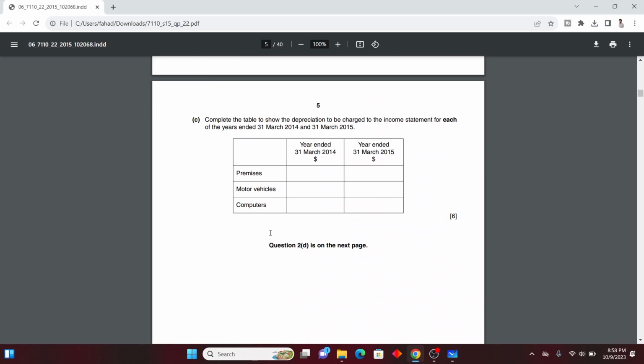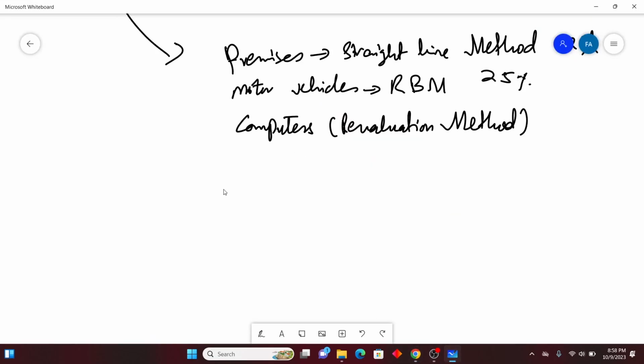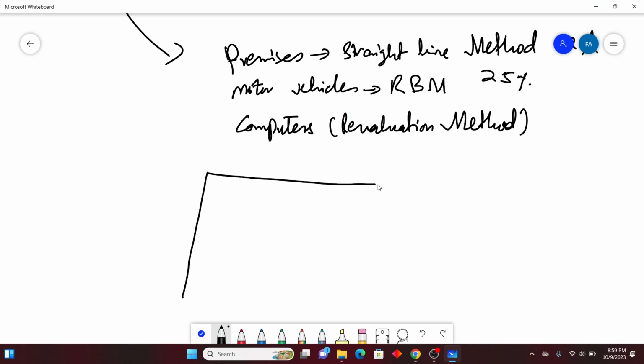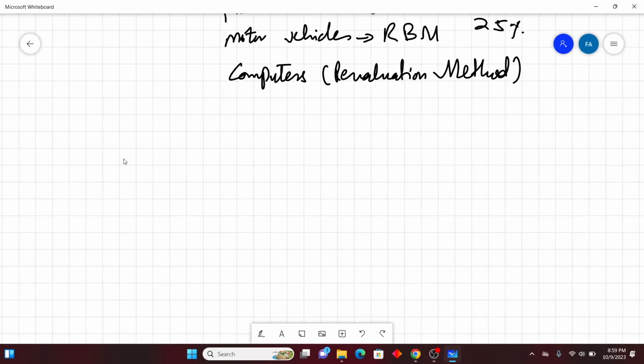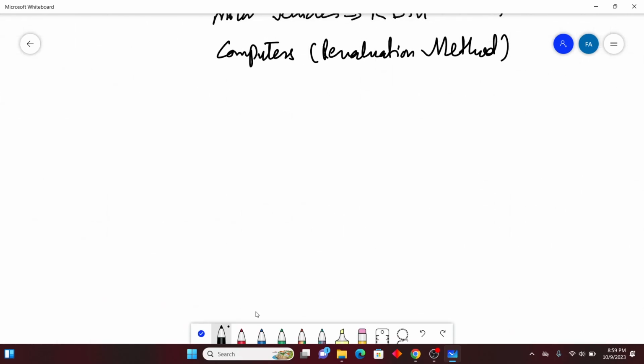Moving forward, the main requirement, which is of 6 marks: complete the table to show the depreciation to be charged to the income statement for each of the years ended 31st March 2014 and 31st March 2015. So let's do that together, and we'll be solving this on the whiteboard. Okay. So if I try to make this table, I guess my drawing is not that good, but again, I'll try my level best.